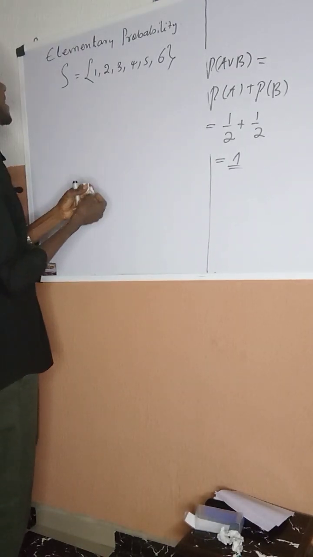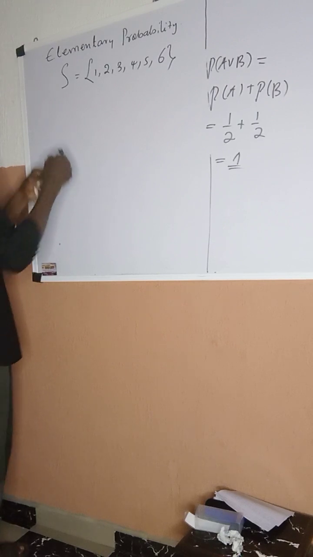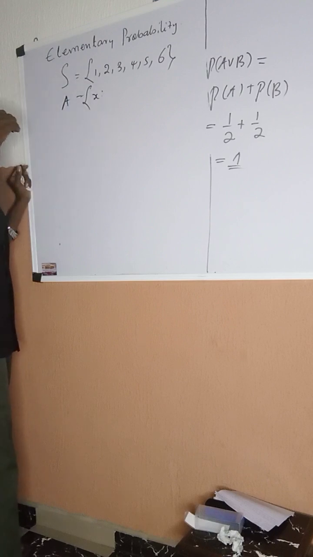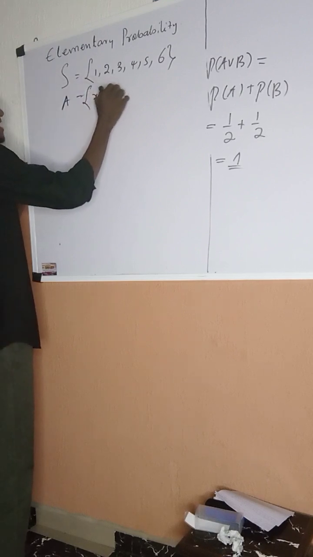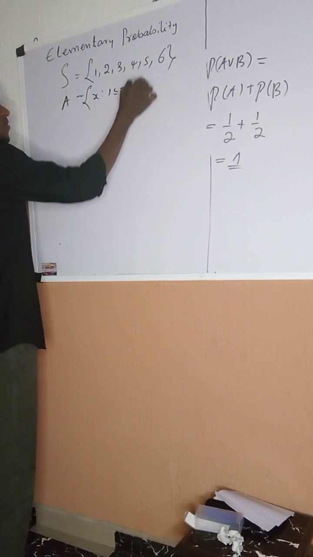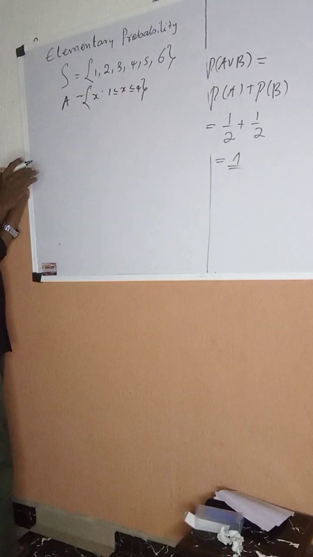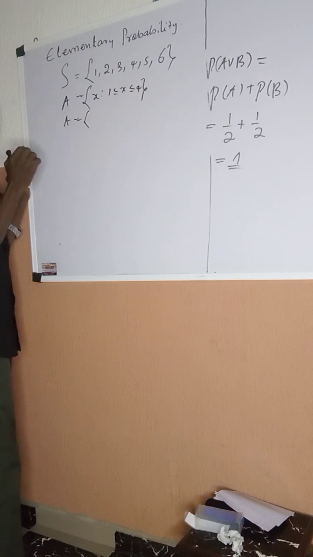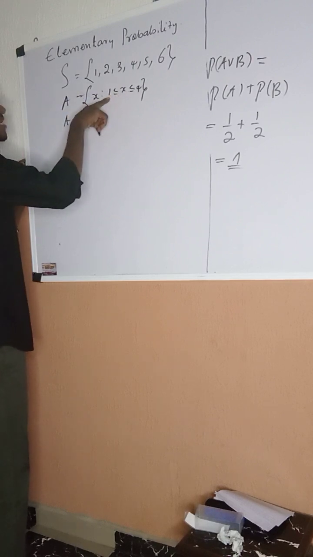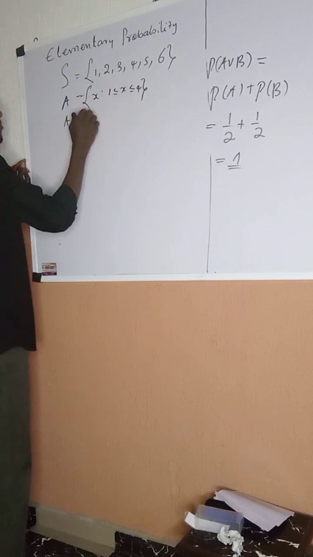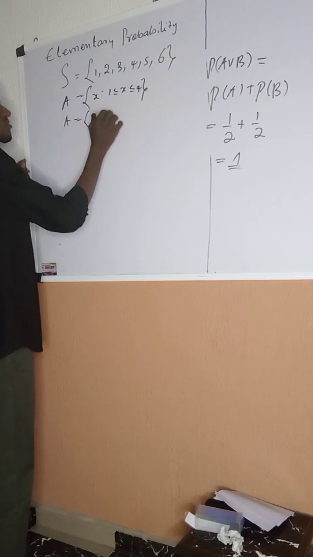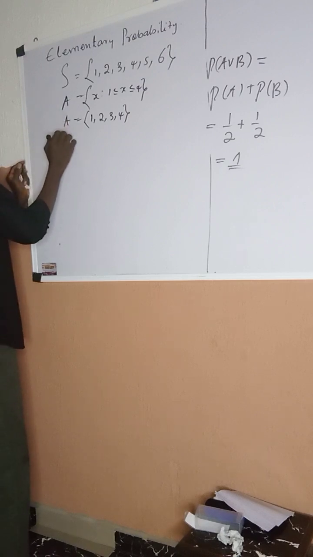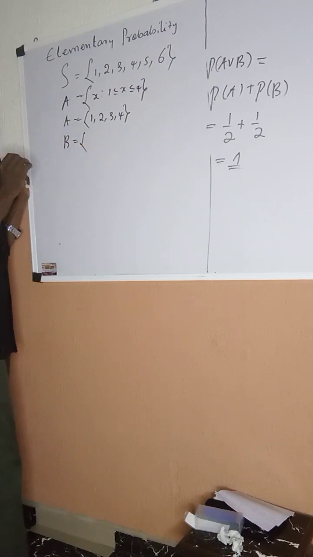Let me now define a set A. Let me define a set A, which is a set of X, such that 1 is less than or equal to X, less than or equal to 4. This is my set A. So set A equals, I'll open a bracket, X takes a value from 1 to 4 inclusive. So I'm going to have 1, 2, 3, 4. I'll close this.